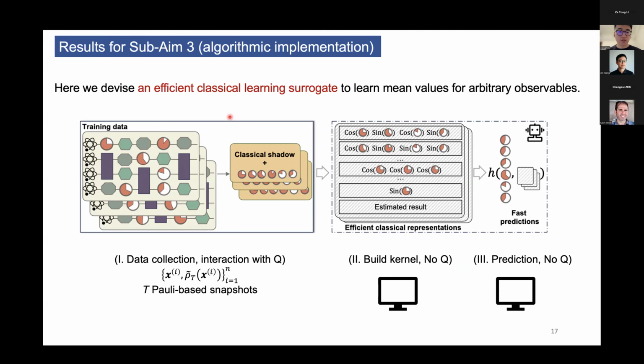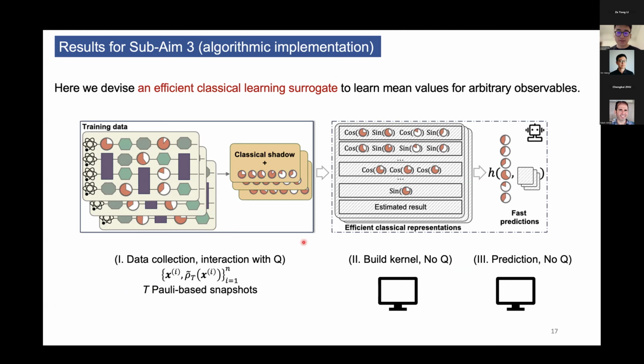And this corresponds to our sub aim 3, as shown here. Indeed, if we impose some mild assumptions, we can deliver very efficient classical learning surrogates. And this picture demonstrates the implementation of the proposed classical learning surrogates. You can see it is composed of two parts. The first one is data collection. At this stage, we just input different rotation angles to the parameterized quantum circuits and conduct Pauli-based classical shadow. And then we can build a training dataset with n training examples.